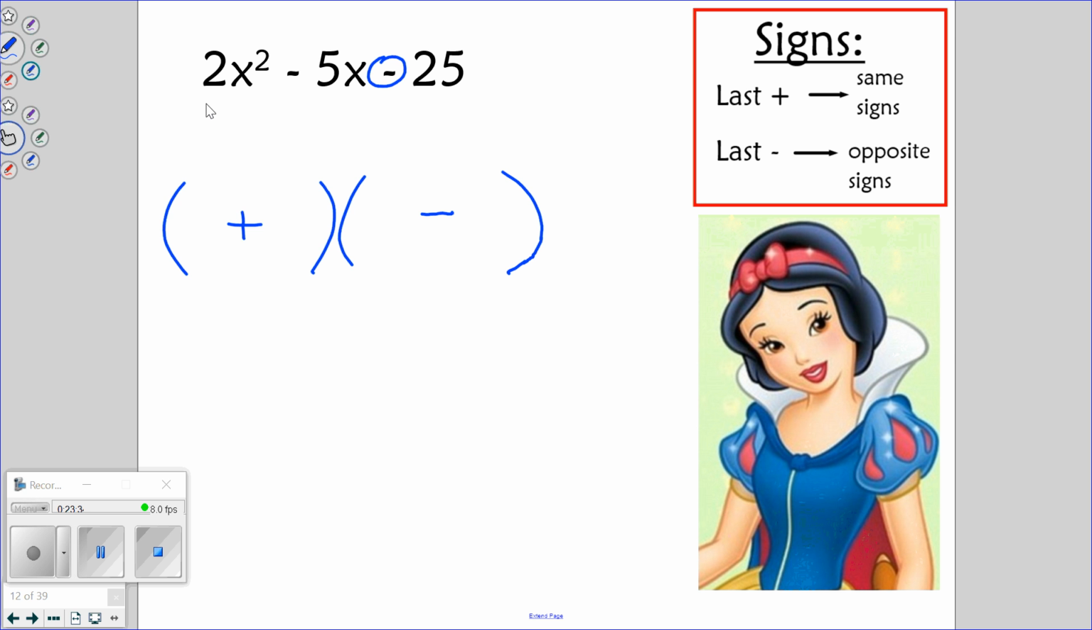I always do my plus. I'm a positive person, right? My positive is first, and then my negative. But I don't care. If you're a negative person and you put your negative first, that's on you, not me.